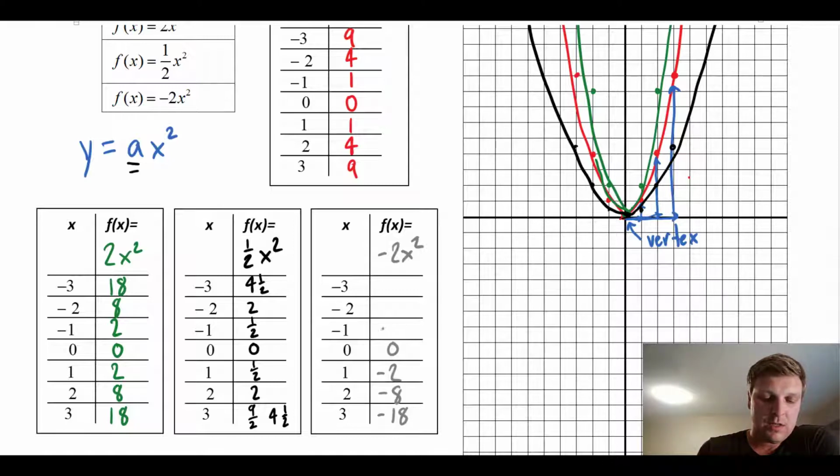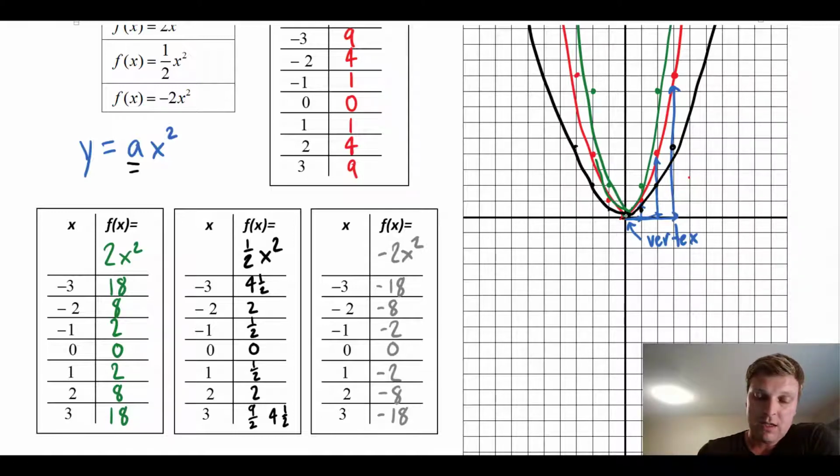Negative 1 squared is 1 times negative 2. Negative 2 squared is 4 times negative 2 is negative 8. Negative 3 squared is 9 times negative 2 is negative 18. And so we can see that our data tables here between the green and the gray are really, really similar, except all of our values are negative.